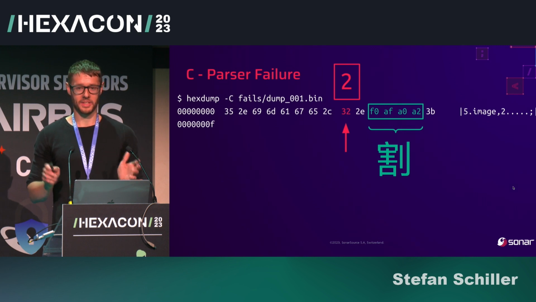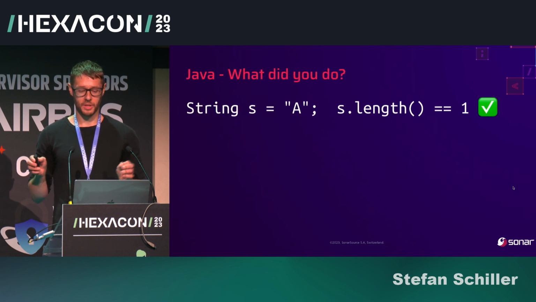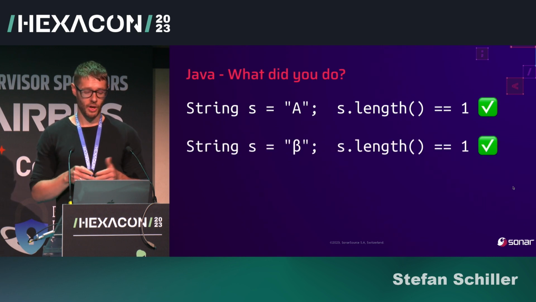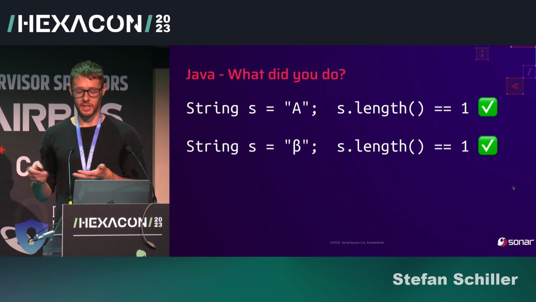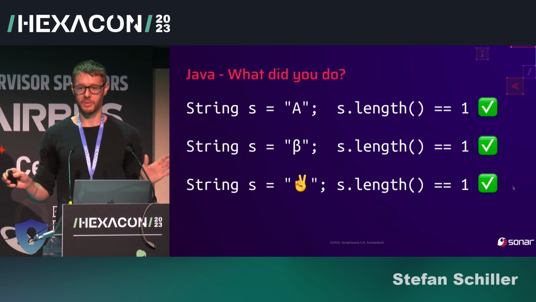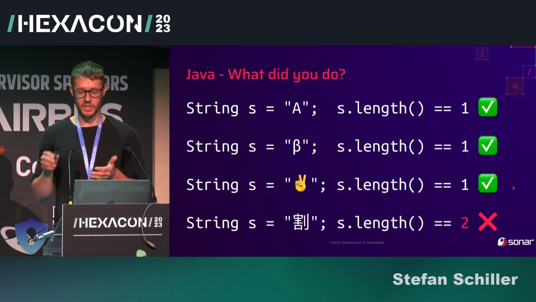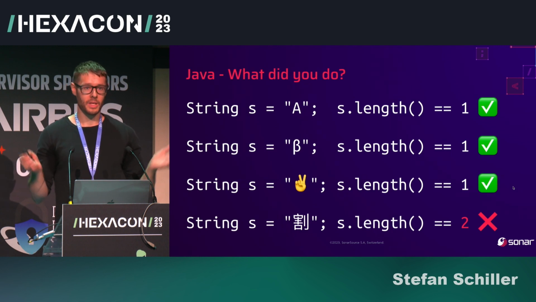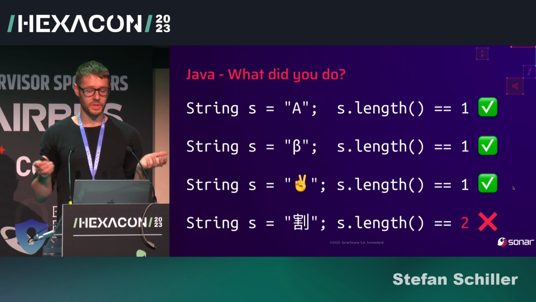Let's do some very basic tests. Java agrees that a single A character has a length of 1. Java also doesn't seem to have a problem with this Greek beta character and also agrees that its length is 1. For more fancy characters like this victory hand, Java still agrees that its length is 1. But if we insert our CJK Unicode character, Java suddenly assumes that this character has a length of 2. How does this make sense? And wait, we've been talking about UTF-8 the whole time. Doesn't Java use a UTF-16 encoding?